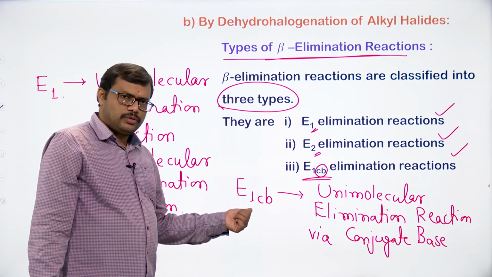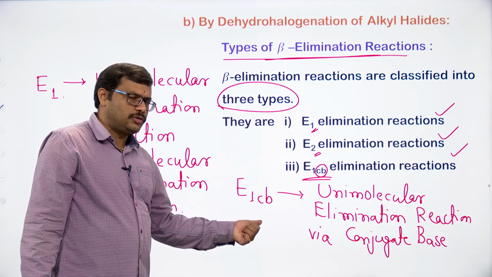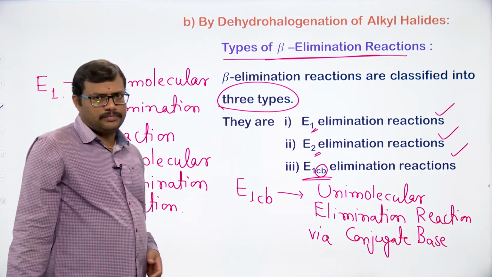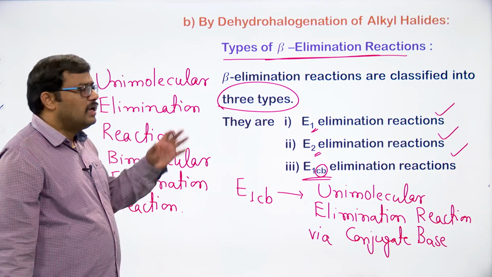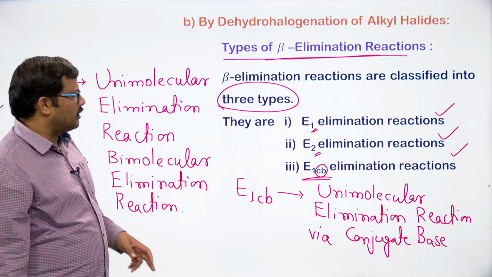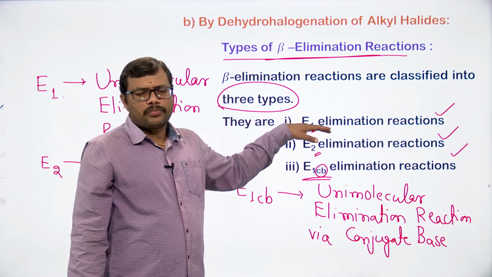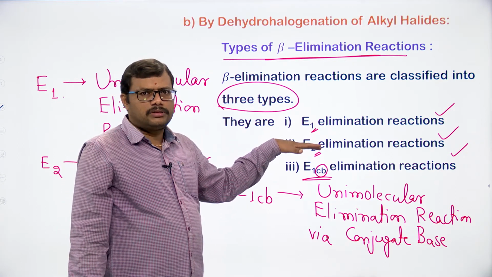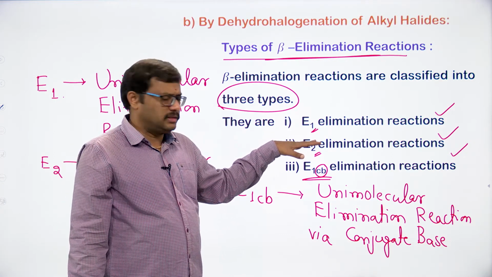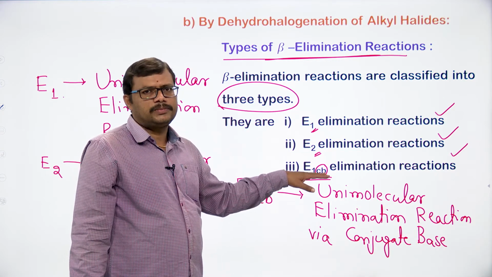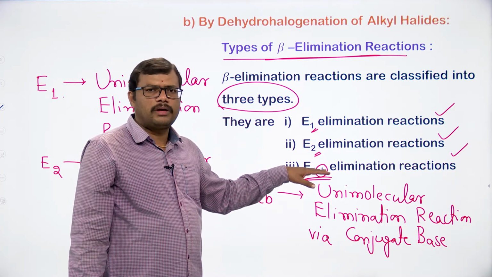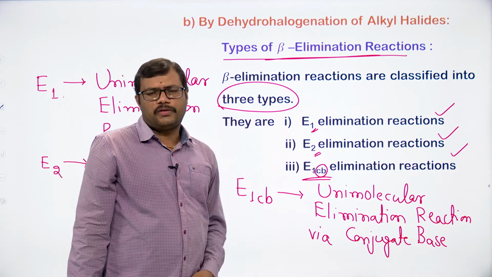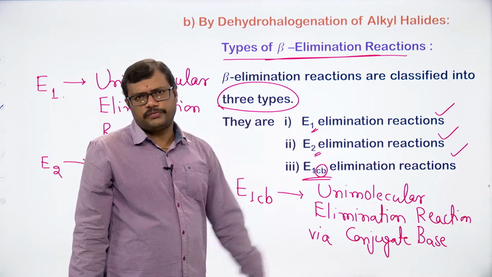E1 indicates unimolecular, CB indicates conjugate base, and capital E indicates elimination. So, we are coming across 3 different types of eliminations. What are they? E1 reactions, unimolecular elimination reactions; E2 reactions, bimolecular elimination reactions; and E1CB reactions. E1CB reactions are unimolecular elimination reactions via conjugate base formation.